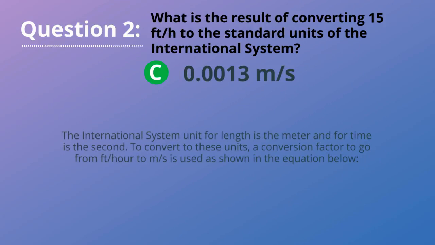The International System unit for length is the meter, and for time is the second. To convert to these units, a conversion factor to go from feet per hour to meters per second is used as shown in the equation below.